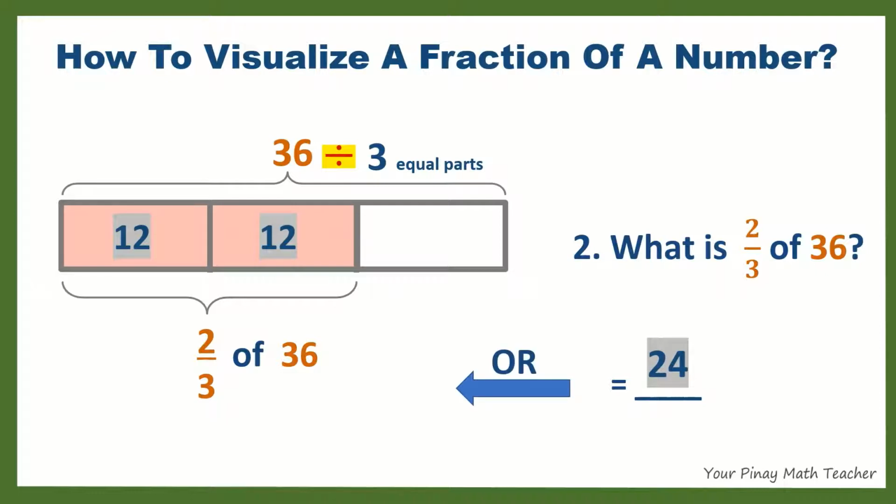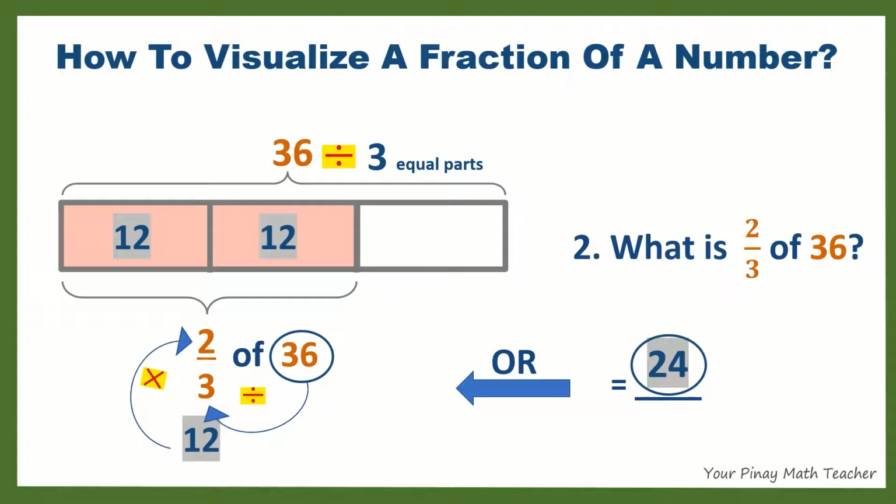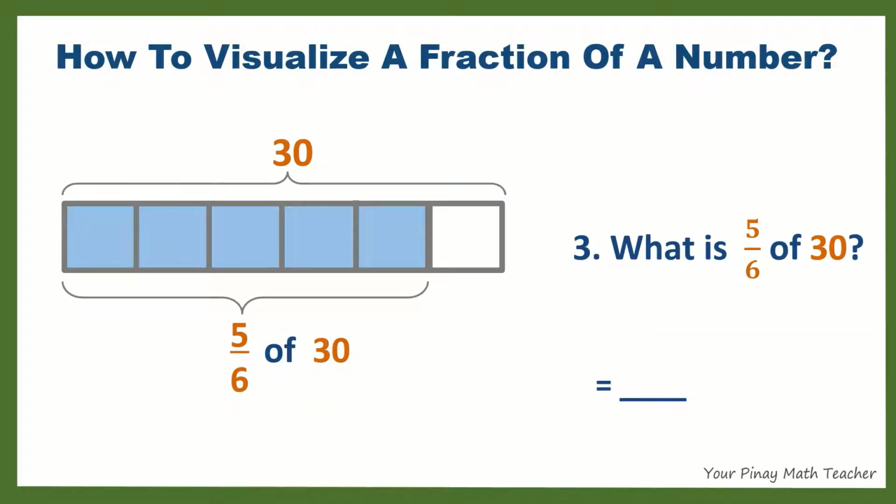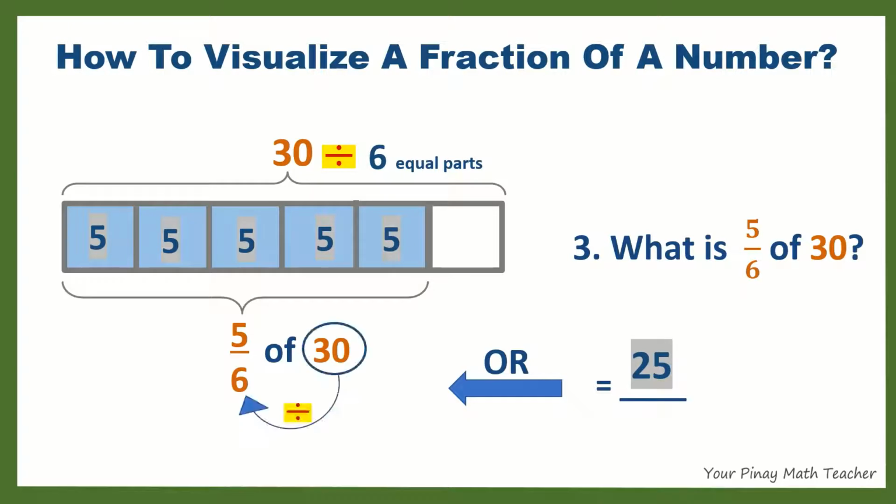Without the illustration, you simply divide 36 by 3. So we get 12. Then multiply 12 by 2. You will still get 24. Last illustration. What is 5/6 of 30? So 30 divided by 6 equal parts. We get 5. And then you only add 5 times, or multiply 5 by 5, so you get 25. Or simply divide 30 by 6, you get 5 and times 5, 25.